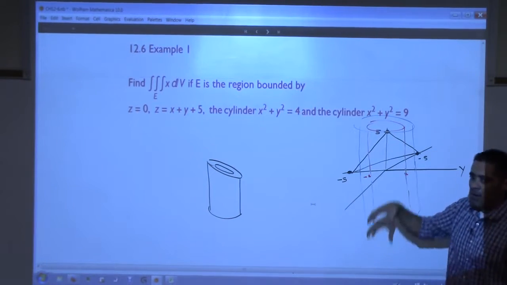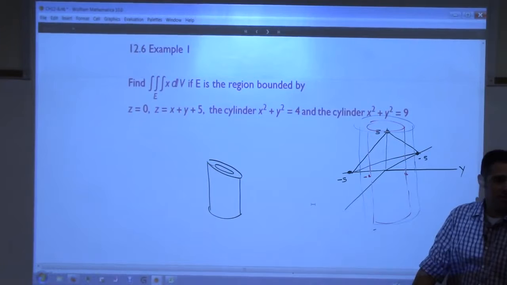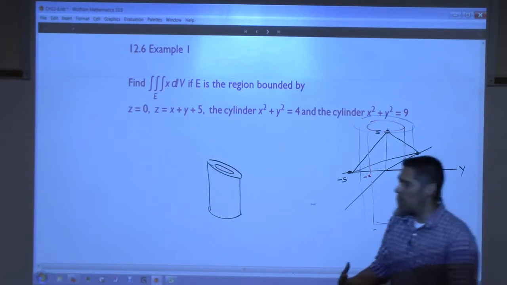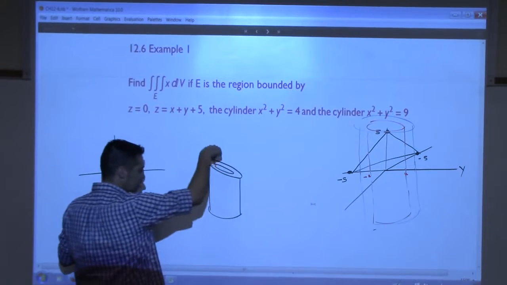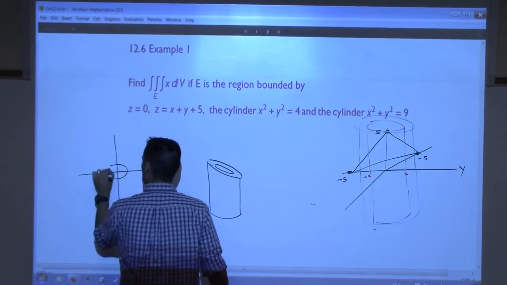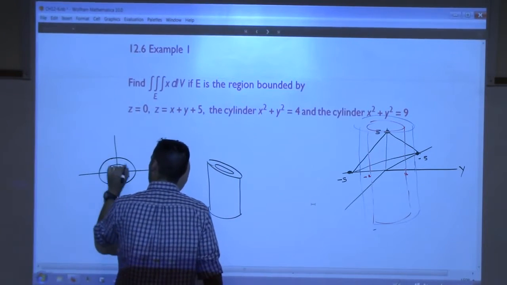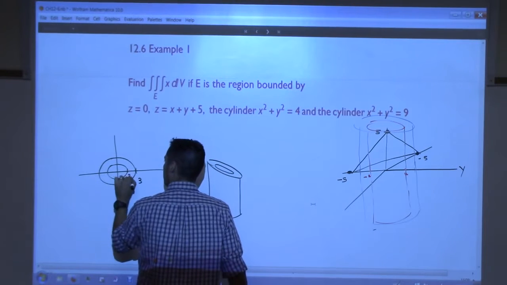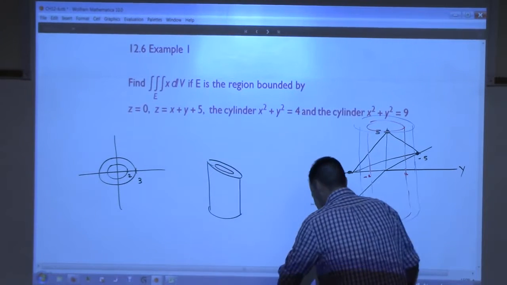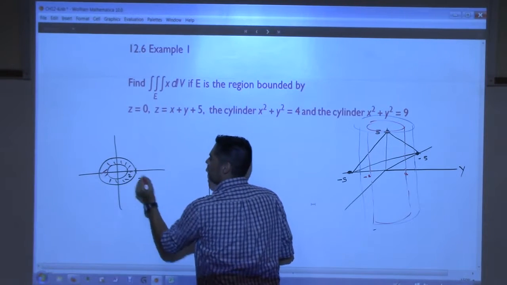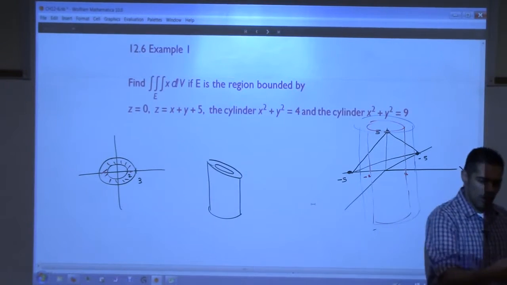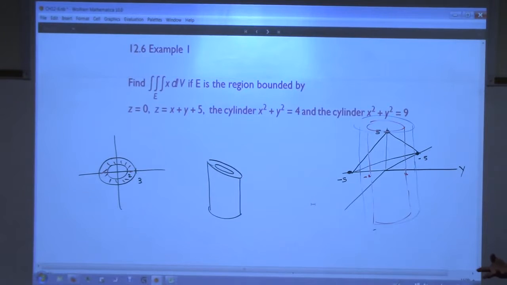Now, let's talk about the projection of that solid onto the xy plane, so we can look at the two-dimensional restriction. The restriction of this onto the ground is going to be that thing that looks like a washer, and it's everything in here. When I look at that, I say type 1, type 2, or polar. Polar for sure, which means I need to do this as a triple integral in cylindrical coordinates.